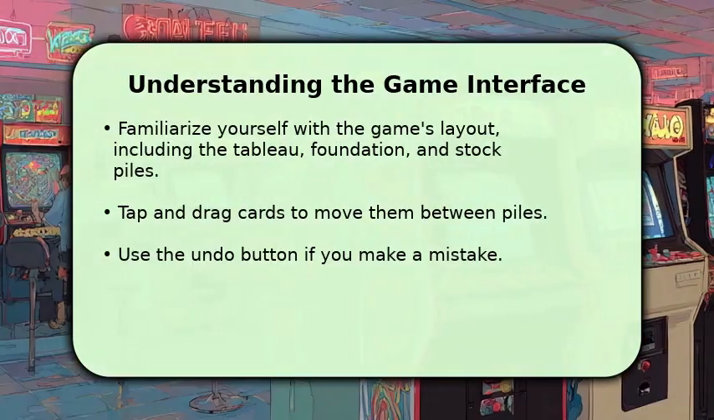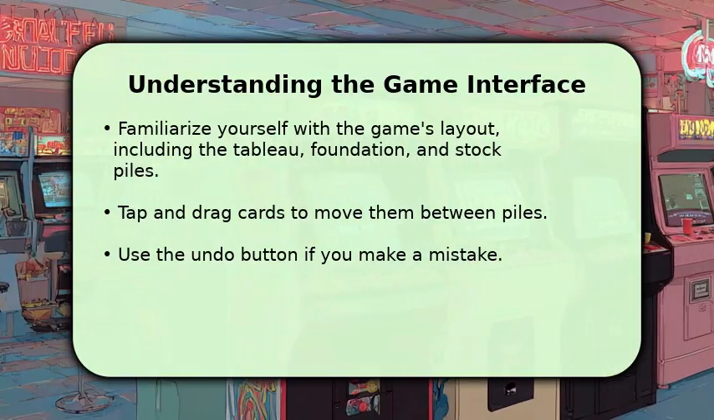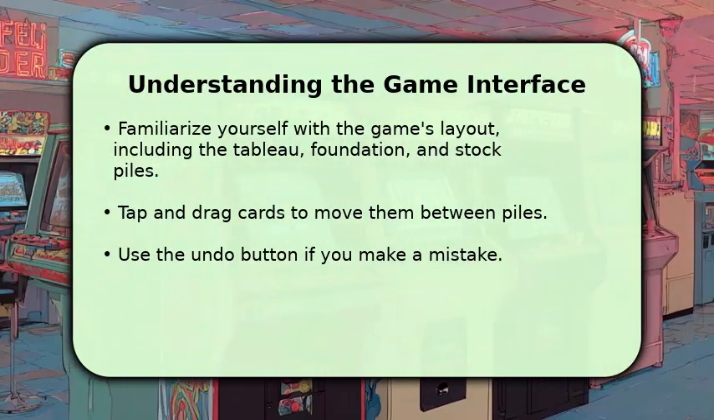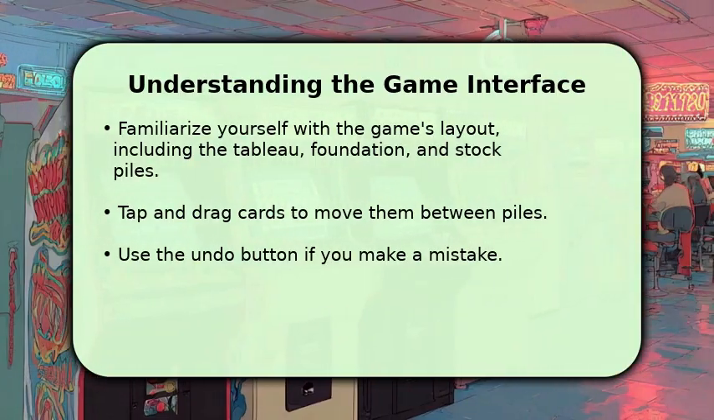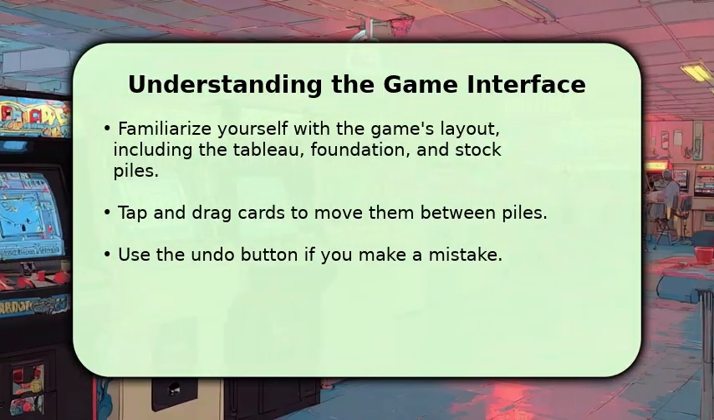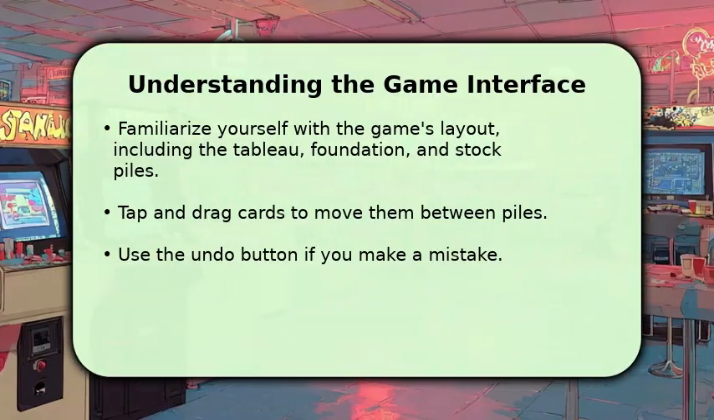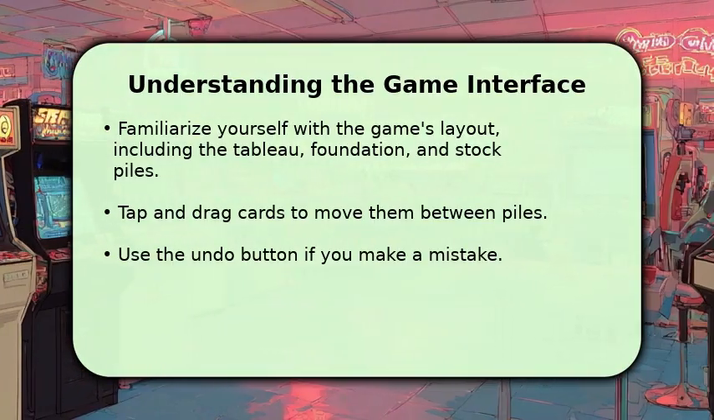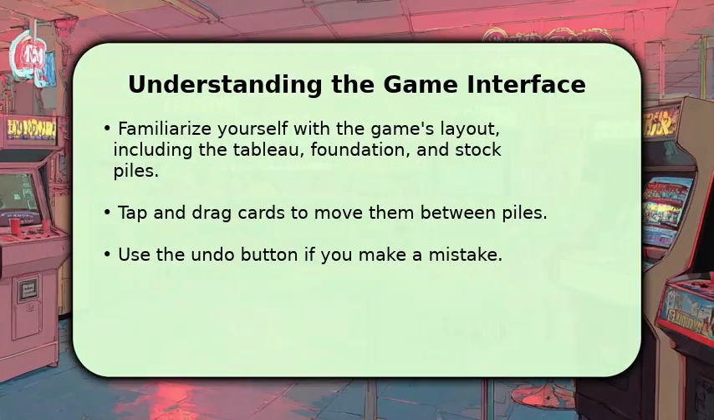Once inside the game, take a moment to observe the layout. You'll typically find 7 tableau piles, 4 foundation piles, and a stock pile. To move cards, simply tap and drag them to your desired location. If you make a move you regret, don't worry. Most Roblox Solitaire games include an undo button, usually located at the bottom or top of your screen, allowing you to reverse your last action and try a different strategy.